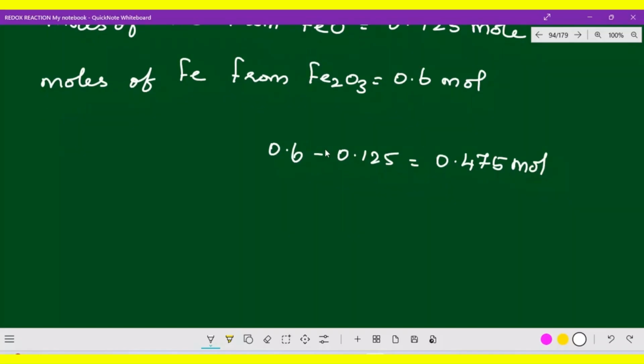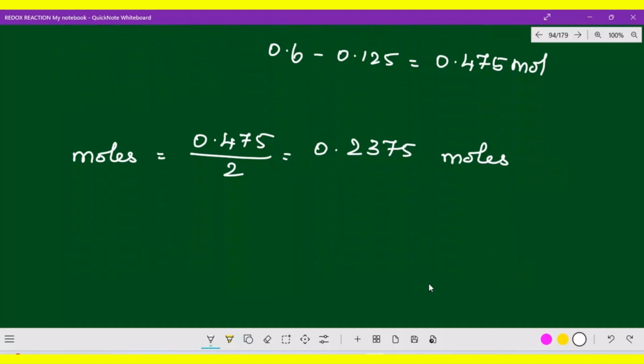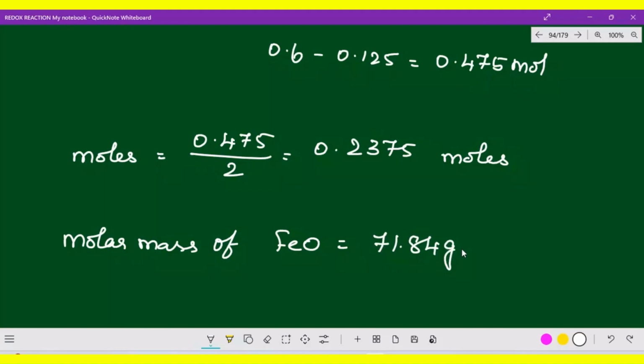Now here actually in Fe2O3 and FeO, 2 atoms of iron are available. So moles of iron is equal to 0.475 divided by 2, since 2 atoms are available. So here you will get 0.2375 moles of Fe iron. Now we have to identify the given mass, then only we can identify the percentage mass. So both are mixtures, no? Molar mass of FeO, how much? It is 56 and 16, so 71.84 gram per mole. Right.